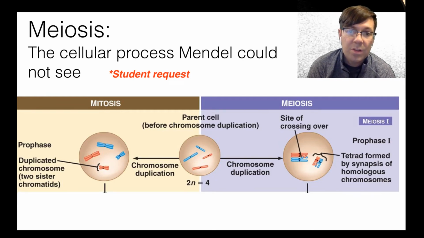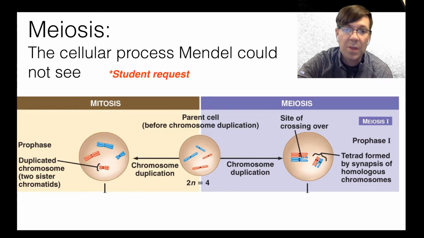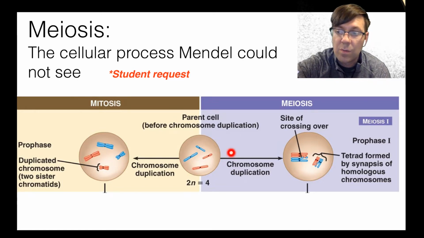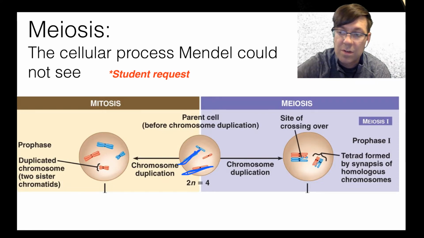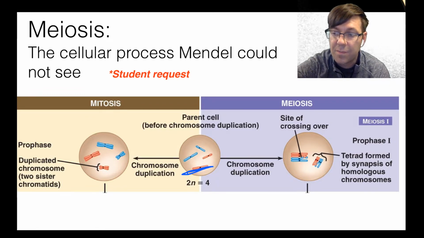All right, let's compare and contrast mitosis versus meiosis. This is a really common student question. So we're going to start with the same diploid cell in G1. Notice the chromosomes are singles. They are not yet duplicated chromosomes. They're still shaped like I's rather than X's.